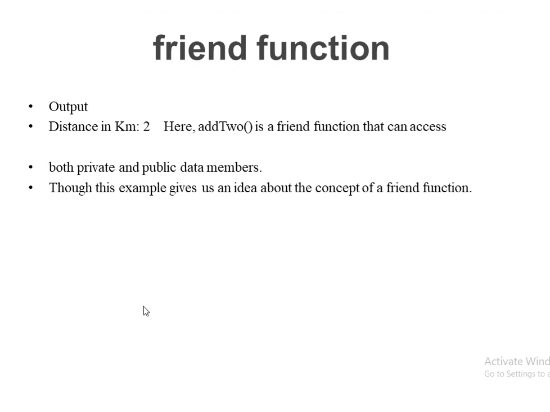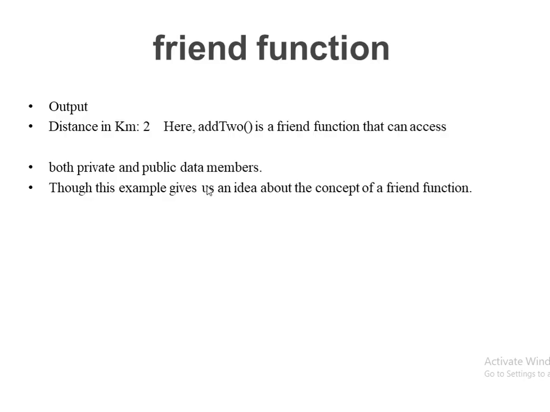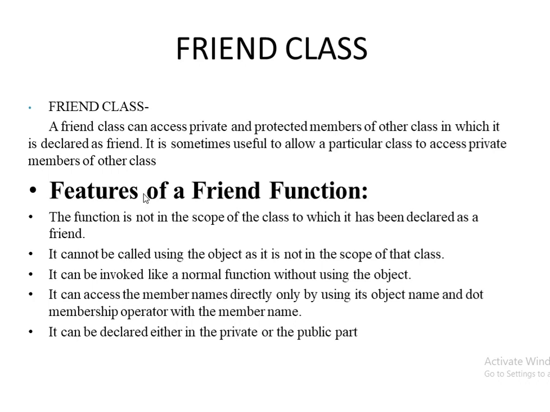Next, the output will produce the distance in kilometer: 2. Whatever value is passed to addTo(d) is added, so it adds 1 plus 1, which gives 2. So this is the value 2 for the distance. So addTo is a friend function that can access both public and private data members of the class.